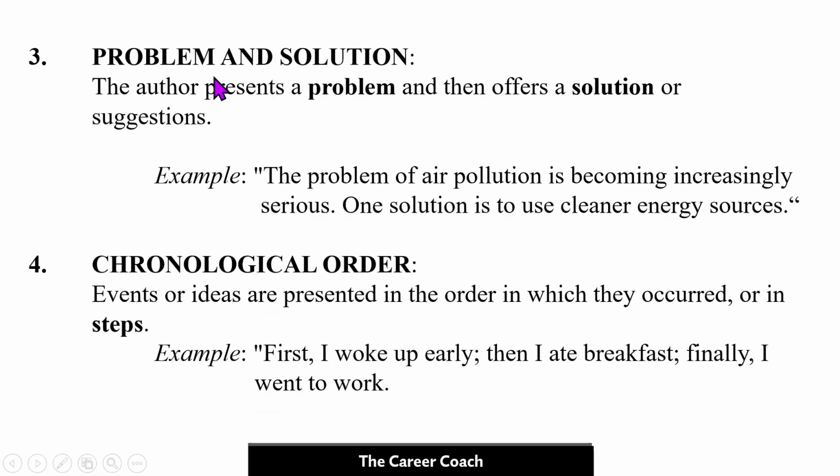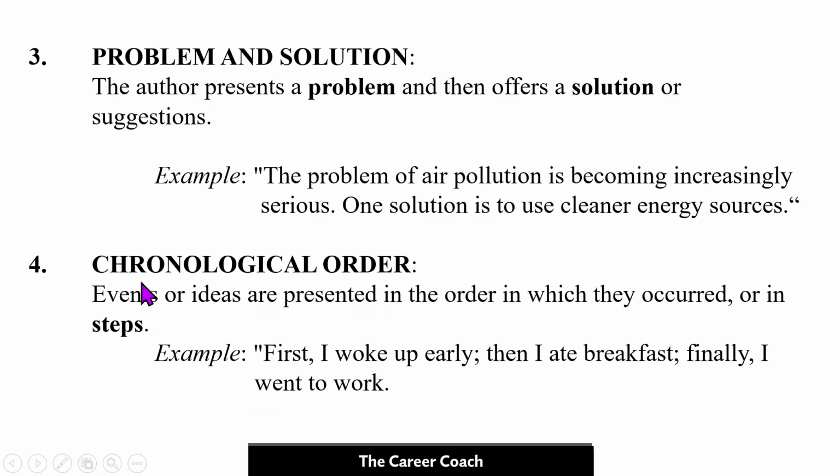3. Problems and solution. An author may use problem and solution in the passage. Here, the author presents a problem and then offers a solution or suggestion. For example, the problem of air pollution is becoming increasingly serious. One solution is to use cleaner energy sources. You see here there is a problem and there is a solution.